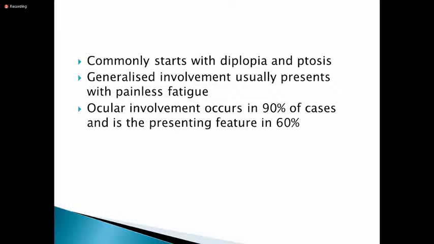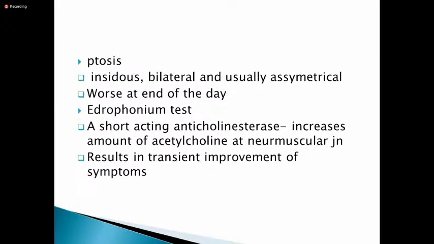So we were talking about myasthenia gravis, I think we had finished the discussion. As I said, it commonly starts as diplopia and ptosis, and then usually continues as painless fatigue. Ocular involvement occurs in around 90% of cases, and it is the only presenting feature in around 60%. The ptosis in myasthenia gravis is usually insidious, slowly bilateral, and usually asymmetrical. The patient is better in the morning and it gets worse as the day goes by.